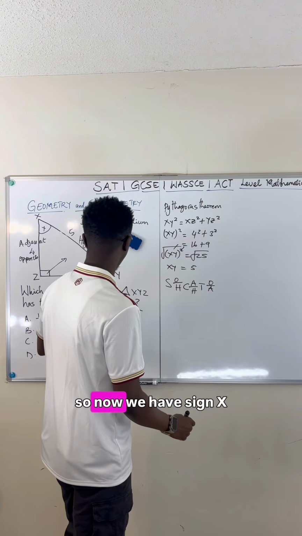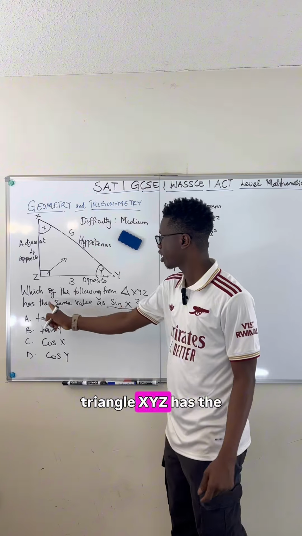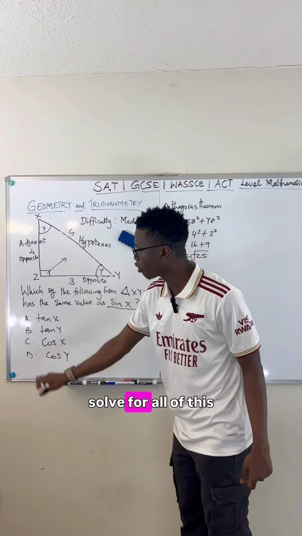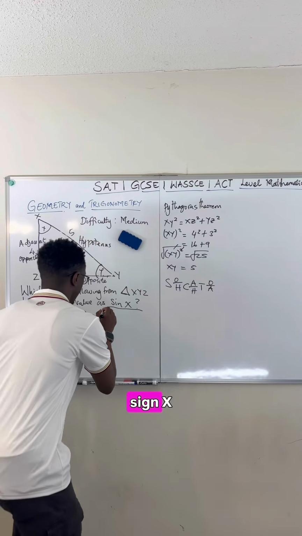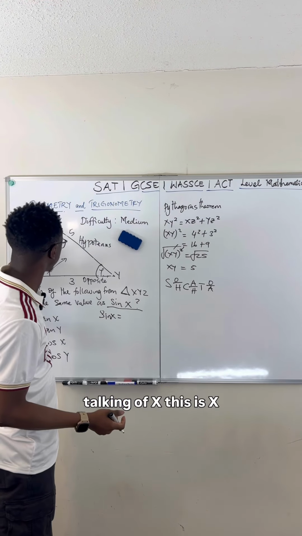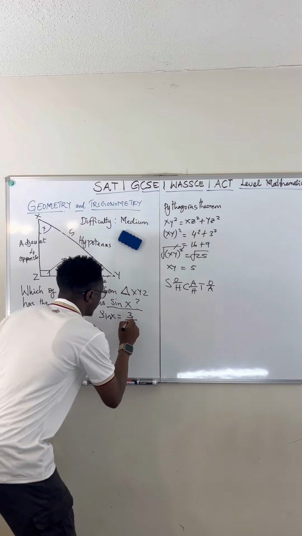Okay, so now we have sine x. The question says which of the following from the triangle XYZ has the same value as sine x. So we need to find sine x and solve for all of this. So from here, sine x, sine is opposite over the hypotenuse. So we are talking of x. This is x here. The opposite is this, which is 3. The hypotenuse is 5. So that is it.